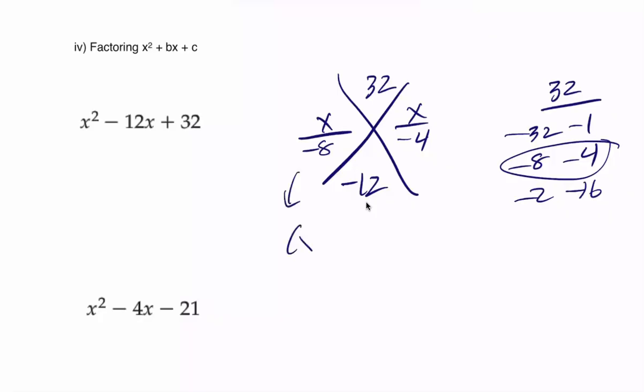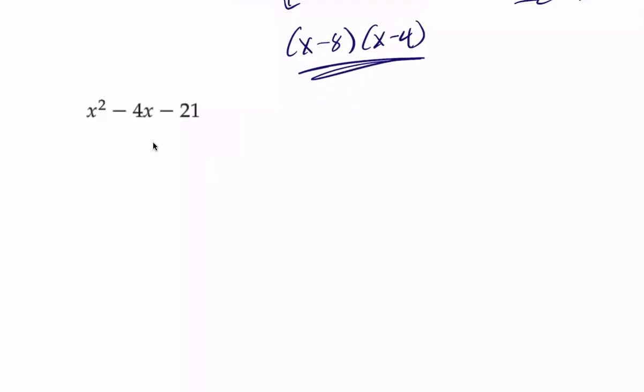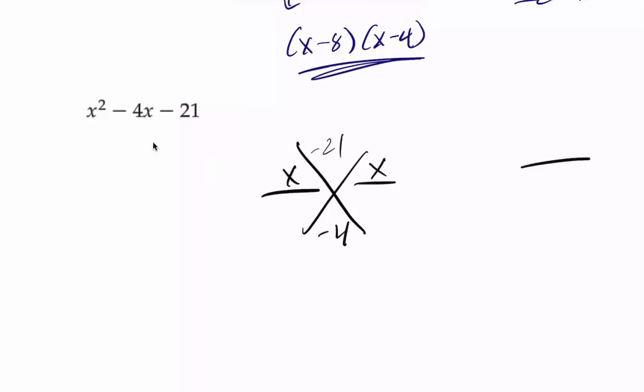And there you go. X minus 8, X minus 4. Again, you can always double check your work by multiplying out and see if you get the right answer. This will show you this one. Right, so negative 21, negative 4. I'm going to add another one in a second too. X and X. Right, negative 21.